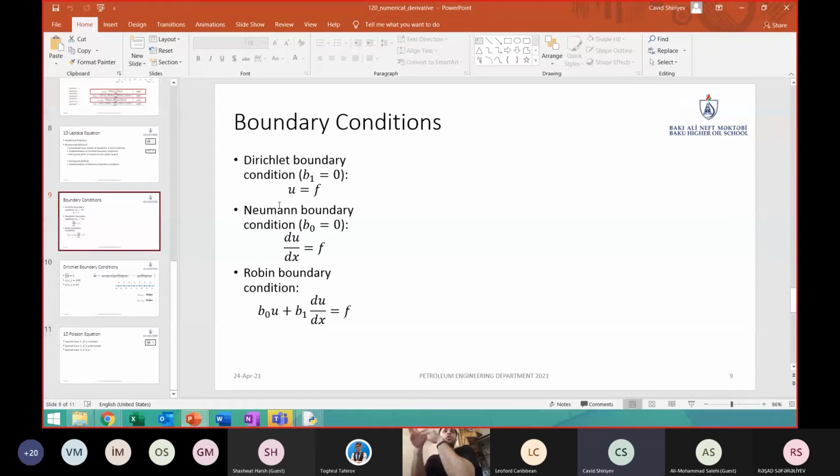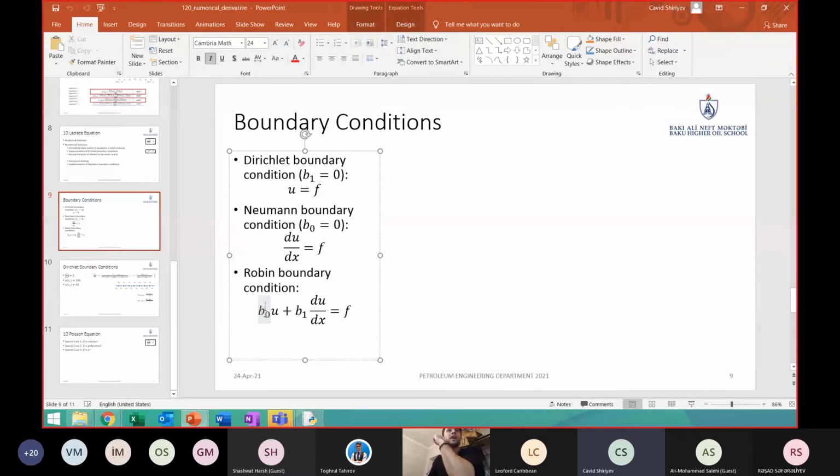Now, Robin boundary condition includes both the Dirichlet boundary condition and the Neumann boundary condition. So, to have a generalized solver, we need to combine the Dirichlet and Neumann boundary conditions. That's why we are going to implement the Robin boundary condition, and we need to define the coefficients for the Dirichlet boundary condition, which is B0, and the coefficient for the Neumann boundary condition, which is B1. The gradient of u with respect to x multiplied by the Neumann coefficient, plus u multiplied by the Dirichlet coefficient, is equal to some scalar value or a function which is defined for the boundary. So this is the general equation of the boundary condition that we are going to implement.